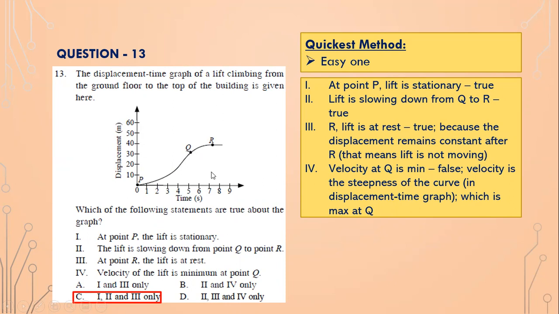But the velocity of the lift is minimum at what point? At point P it is minimum. It is 0 because it is stationary. At point R it is again stationary. So again at R the velocity of the lift is minimum, which is 0, because the lift has come to a halt.